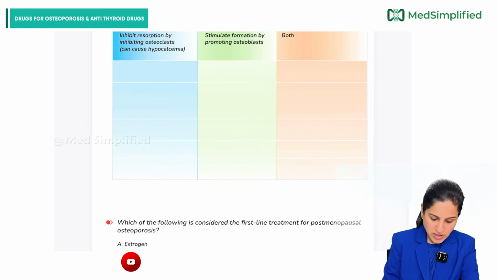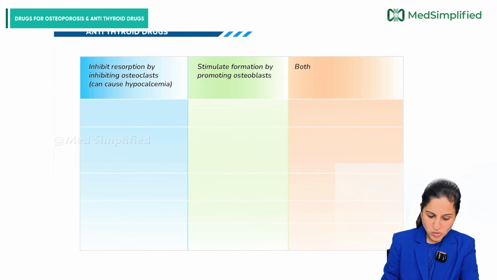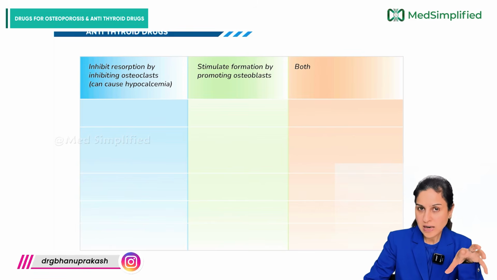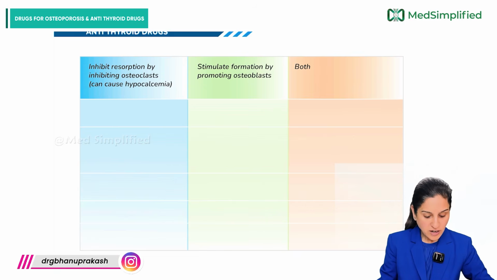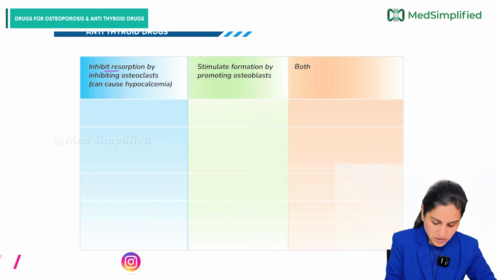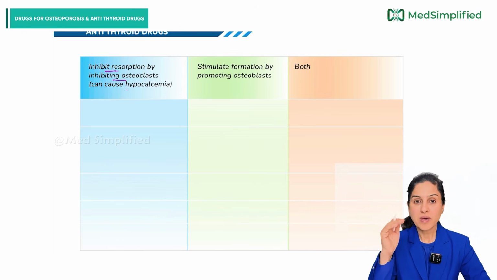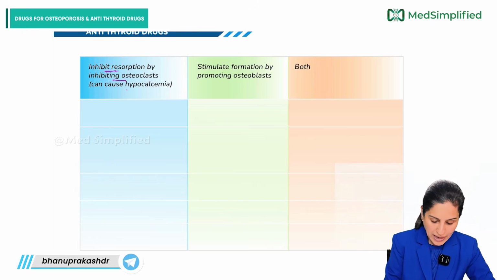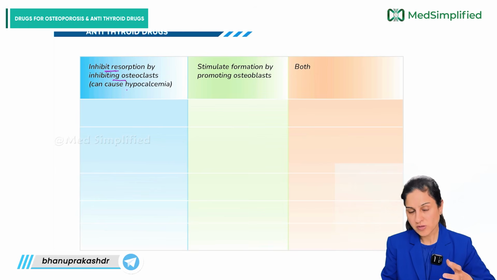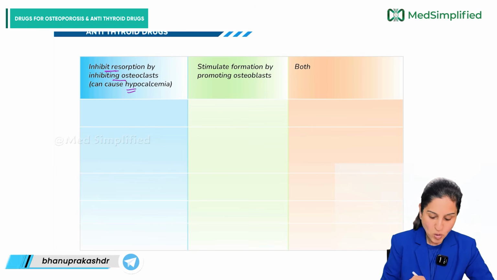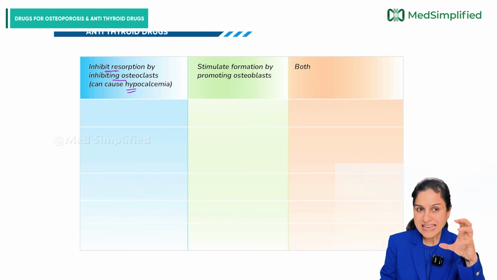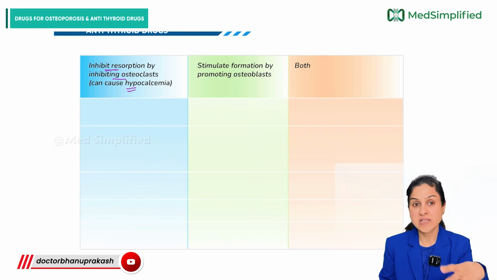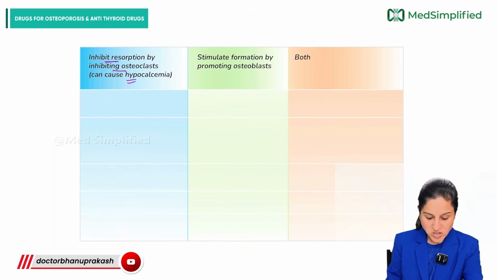So first let's do the drugs for osteoporosis, and we need to know which of the drugs that we are using in osteoporosis work on the osteoclasts and which work on the osteoblasts. There are certain drugs which will inhibit resorption, because they inhibit the osteoclasts, which cause the resorption. Because they inhibit the osteoclasts and the resorption, they lead to hypocalcemia, because calcium is no longer withdrawn from the bone and it doesn't enter into the blood. That's how. Okay. So which are these main drugs here?